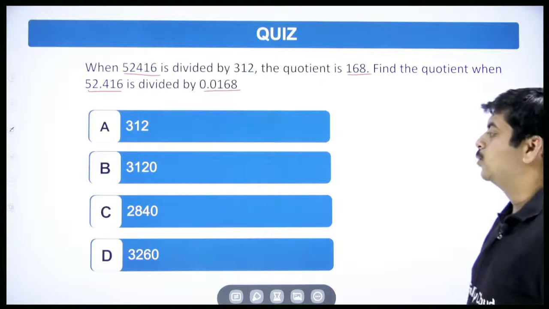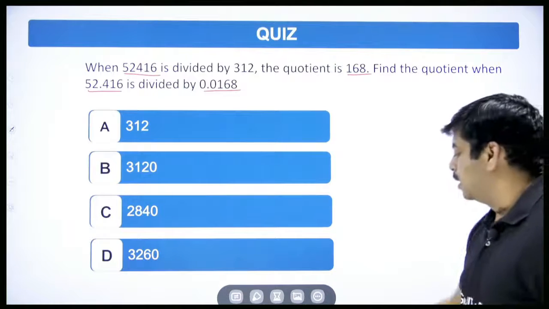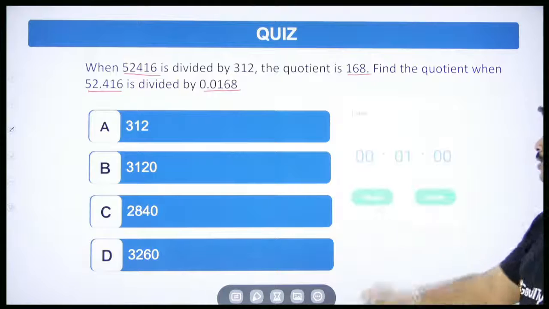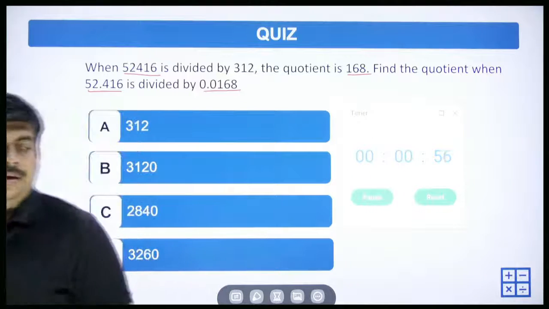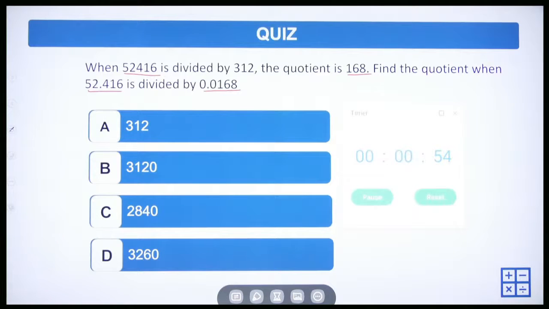The options are 312, 3120, 2840, 3260. I'll give you 1 minute to solve that. Try to do it quickly.